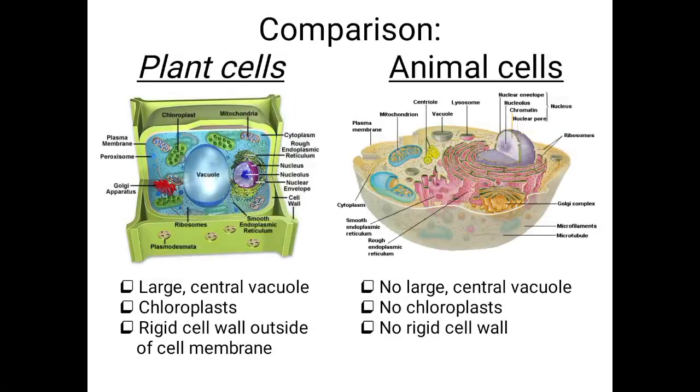And plant cells have a rigid cell wall outside of the cell membrane, but animal cells do not contain any rigid cell wall. So these are some of the important features of the cell.